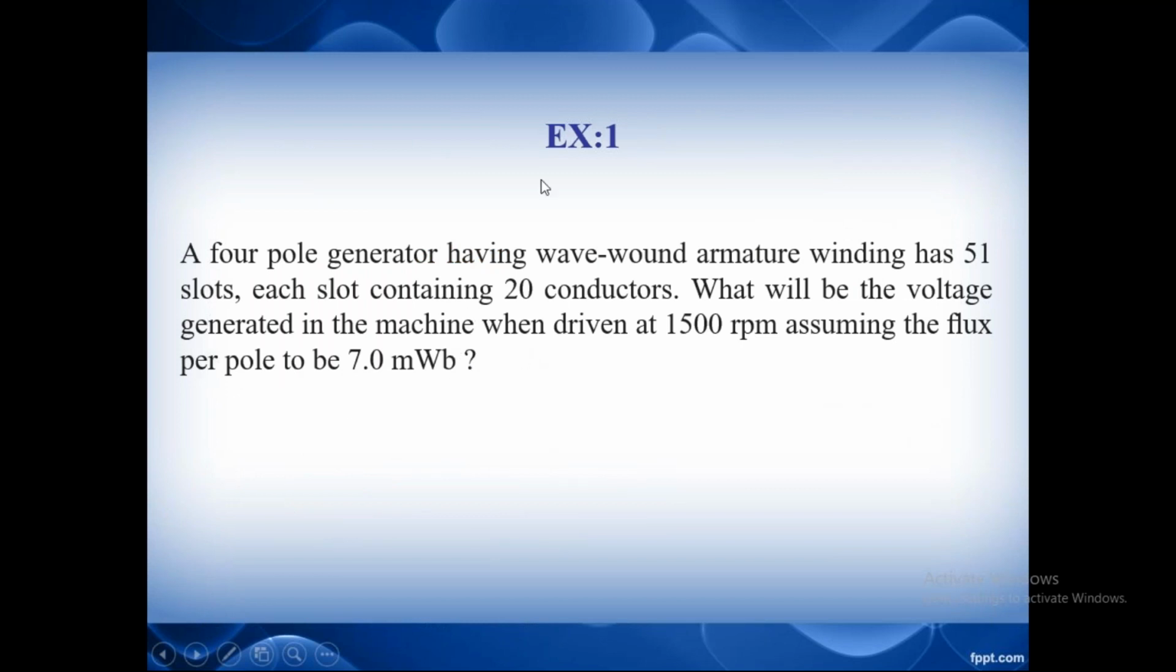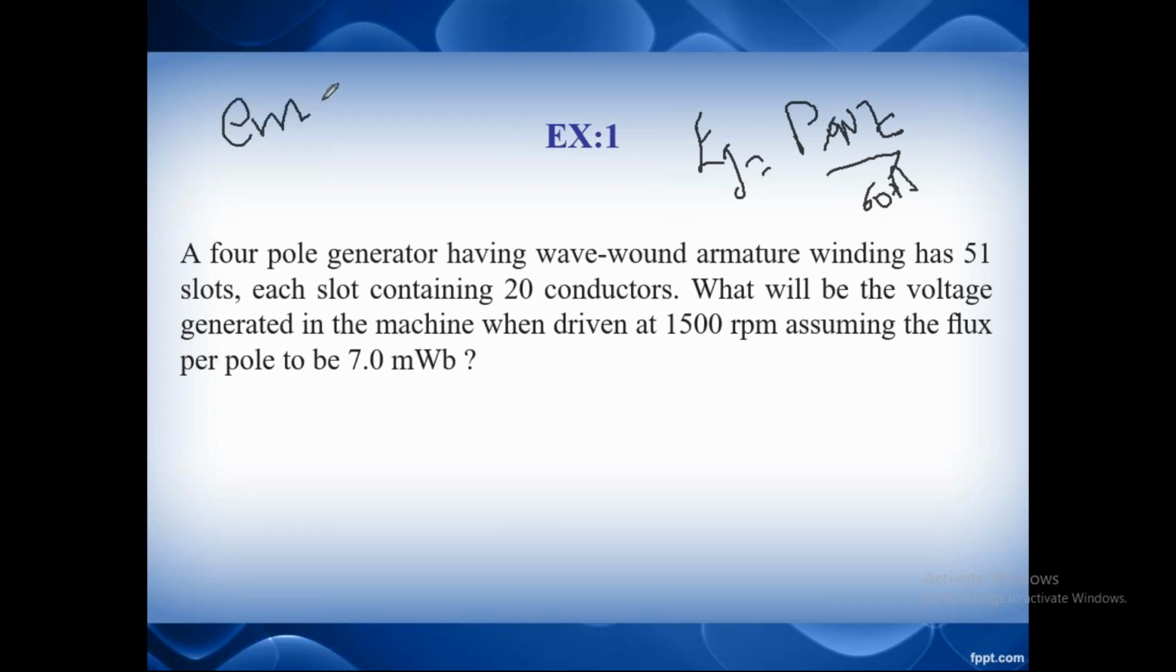Next, let me do this problem. Just write the EMF equation. EG equals P phi NZ divided by 60A. This is our formula, right? And from this equation we have to find the voltage generated. Here EMF and voltage are the same, don't be confused. Both have the same unit, that is volts. EMF is nothing but a voltage. Okay, now see this problem.